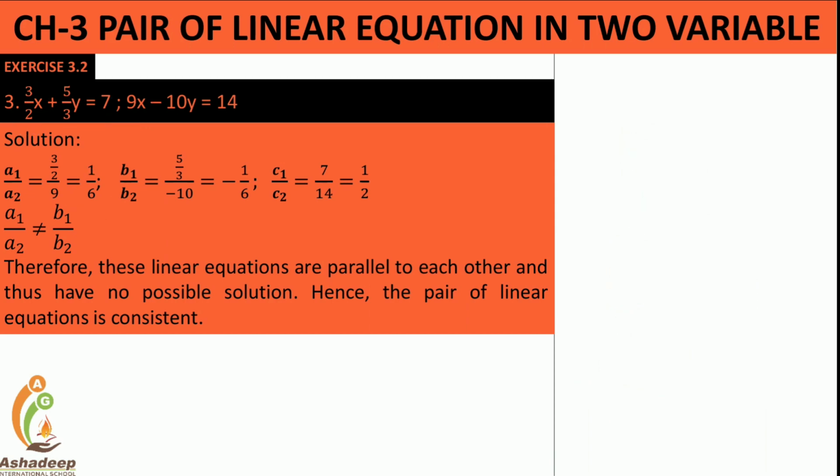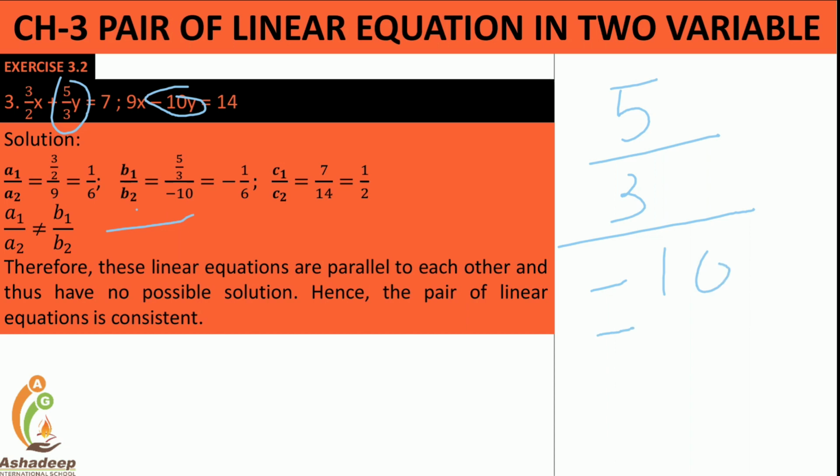Now similarly b1 upon b2. What is b1? It is 5 by 3. So 5 by 3 divided by what? Minus 10. What do we have? Minus 10. So it is nothing but the 5.